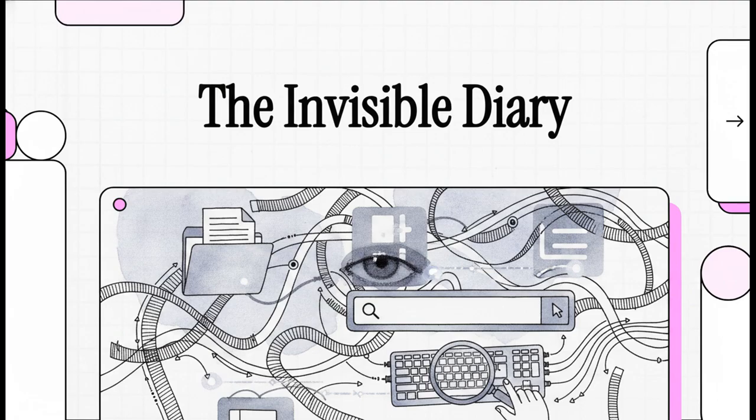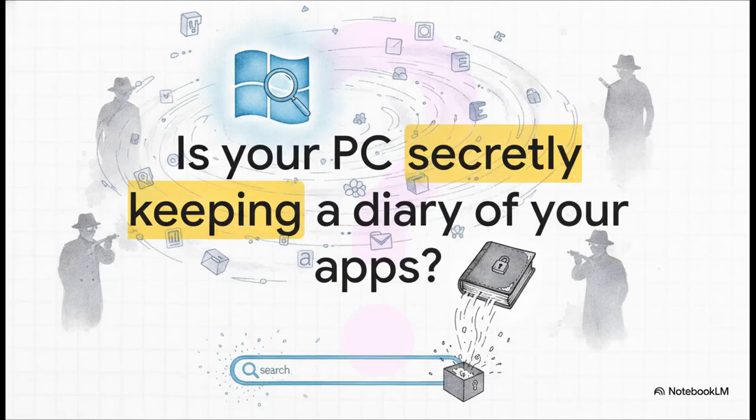Today, we're looking at something every single Windows user does dozens of times a day without a second thought. Opening files, searching for apps, just typing away. But as we're going to see, these basic everyday Windows features are actually hiding some incredibly complex application layer tracking vectors. So, let me ask you this. Is your PC secretly keeping a diary of every app you open and every single file you search?